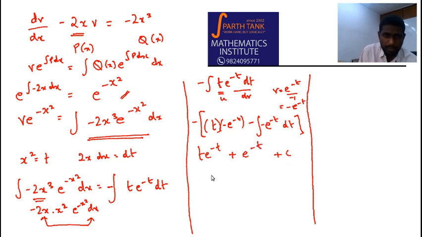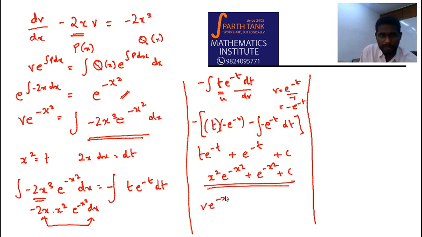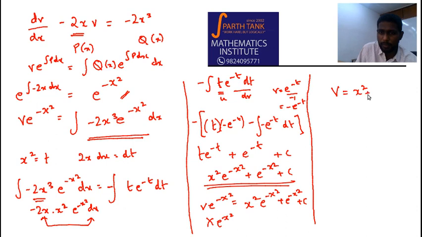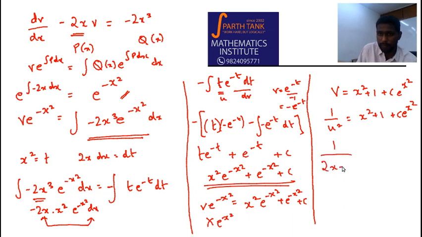So with this we have solved. T of course is x squared, so it is x squared e power minus x squared plus e power minus x squared plus c. So the solution is v e power minus x squared is x squared e power minus x squared plus e power minus x squared plus c. Multiply the whole term by e power x squared, I get v is x squared plus 1 plus c e power x squared. And what is v? v is 1 by u squared. And what is u? 2x plus y.